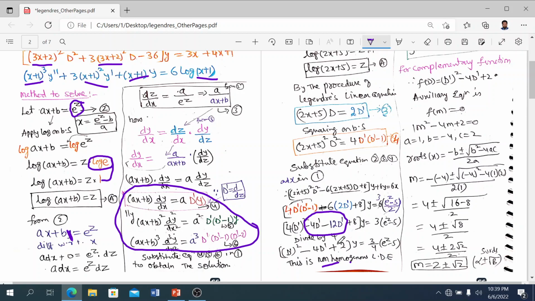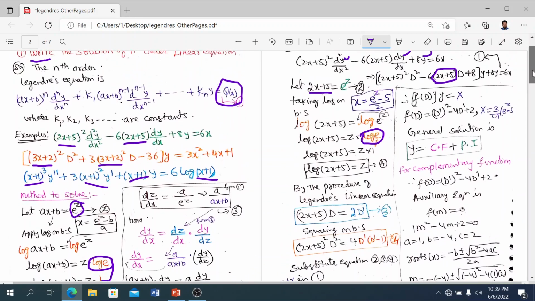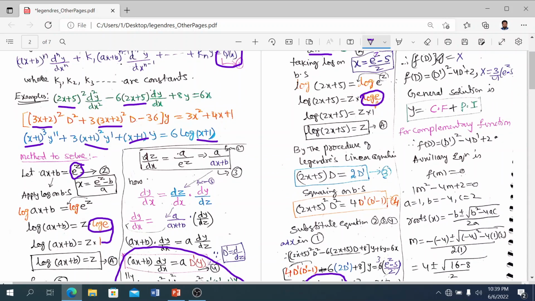So this is f of d and this is x. So f of d y equal to x. This is for f of d, and the x value is 3 by 4 (e power of z minus 5). So the general solution will be y is equal to complementary function plus particular integral. Before this we will solve the CF. For the complementary function, our f of d is this one.